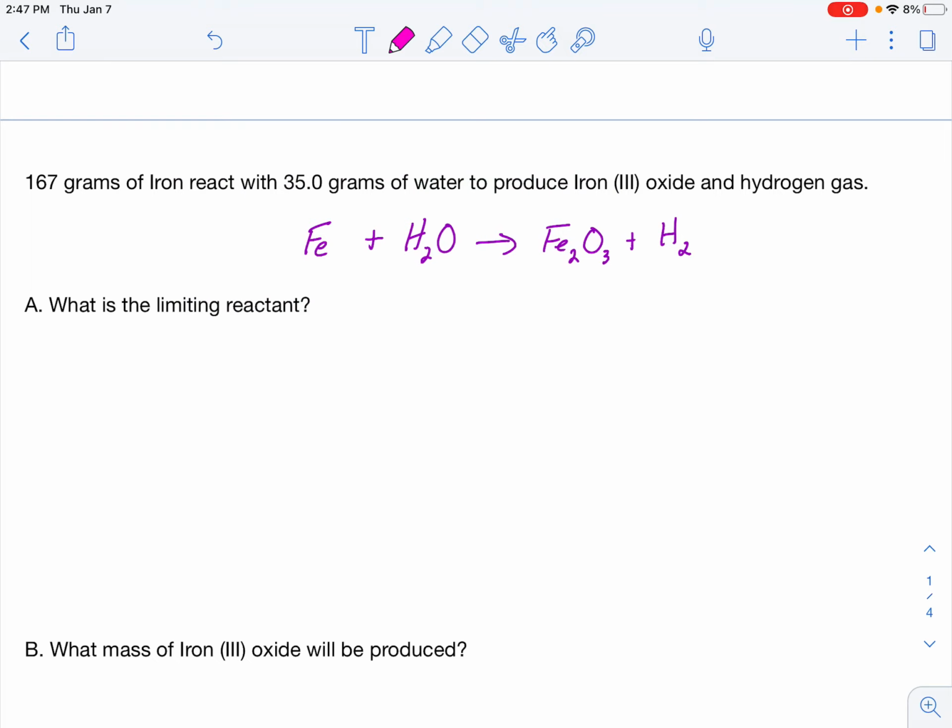All right. We need to balance this beast. Oh, what do I need? I need a 2, I need a 3, and a 3. Now we're balanced. I will put states of matter here. Why not?